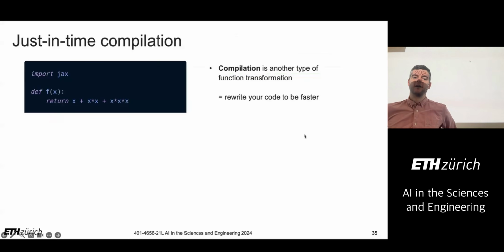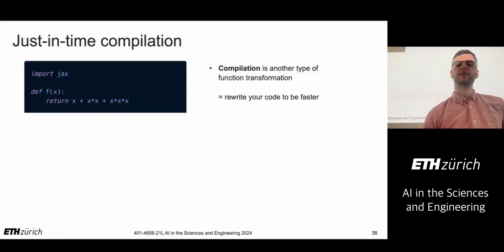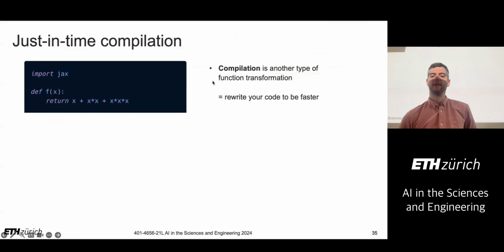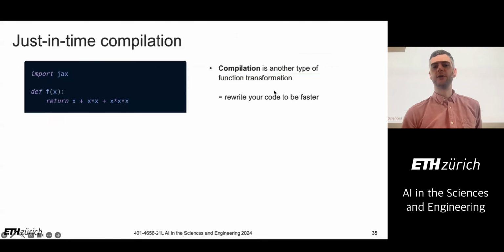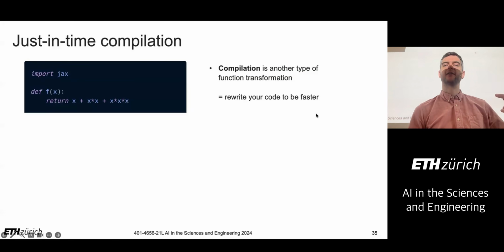Okay, so the next type of program transformation is compilation. I'm not going to go into details about how JAX does compilation. I'll give maybe one example, but at a very high level, you can think of this as taking my original Python code and rewriting it using a lower level representation, and also XLA, the accelerated linear algebra compiler, to make it run faster on the specific device that you're using.